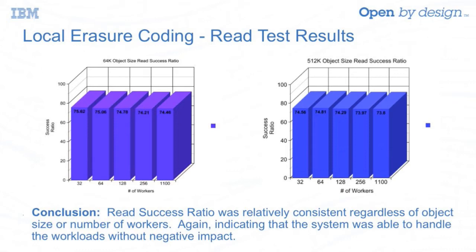We also tested to see how much were the success rates, meaning success reads, meaning how often do we have to go back and do another reread. And as you can see, even at 1,100 workers, we still maintain almost the same level of success ratio. So in conclusion, the conclusion of the POC is that the hardware performed actually better than we expected and allowed us to do a very efficient deployment of the object storage array.